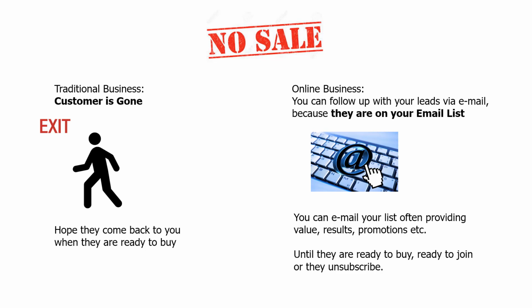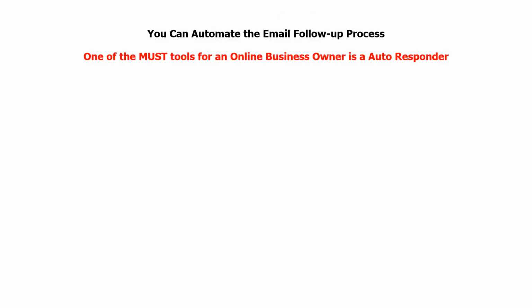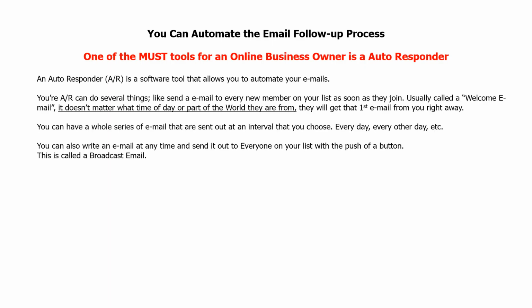The beautiful thing about email marketing is you can automate that follow-up. And this is one tool that I recommend that every online business owner has, and even offline businesses are going more and more to this, where they're trying to collect a person's email address when they're in the store, because it just makes sense to be able to follow up with them. And that one must-have tool is what we call an autoresponder. Now, what is an autoresponder? Basically, it's just a piece of software. It's a tool that allows you to automate your emails.